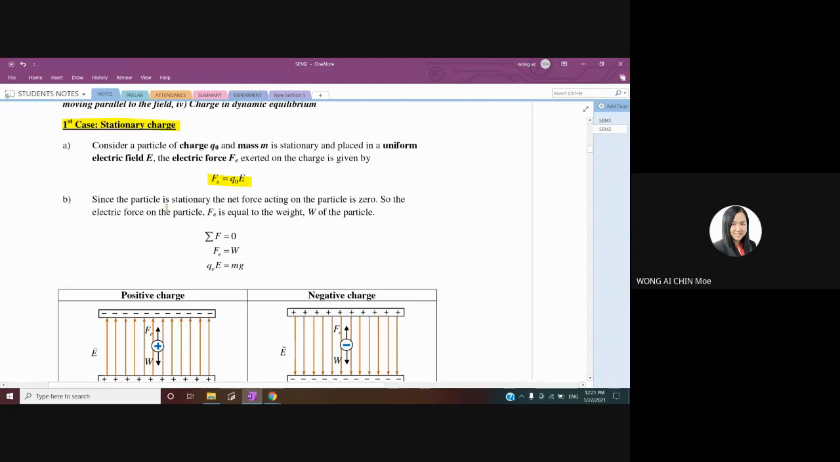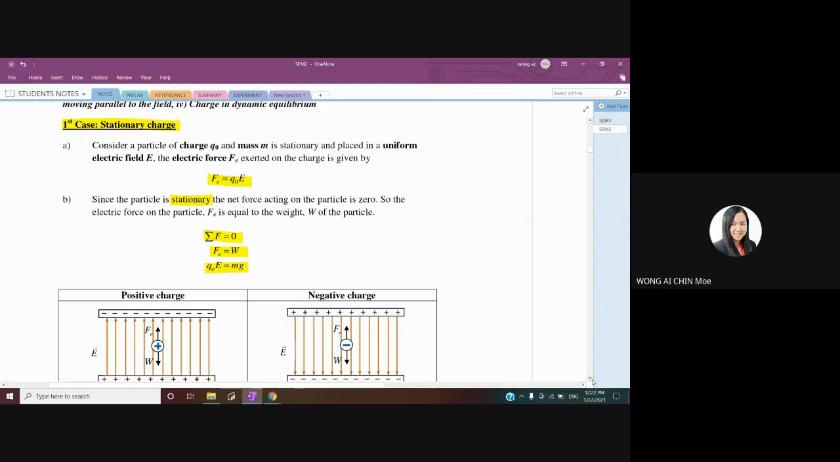Since the particle is stationary, meaning that initially it's not moving, the net force acting on the particle is 0. So the electric force on the particle is equal to the weight. F net equals to 0, meaning that the electrostatic force acting on the particle equals the weight acting downward. Therefore our equation is EQ equals to mg.